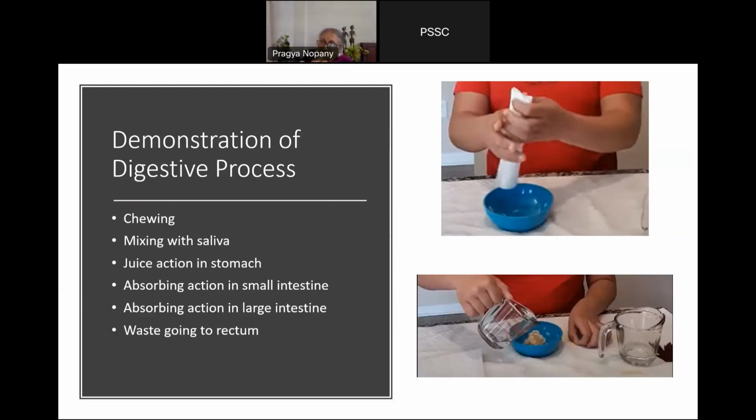If there was no saliva, would you be able to chew the food properly? So they would say that no, mixing with saliva helps us to chew, and this can be demonstrated.